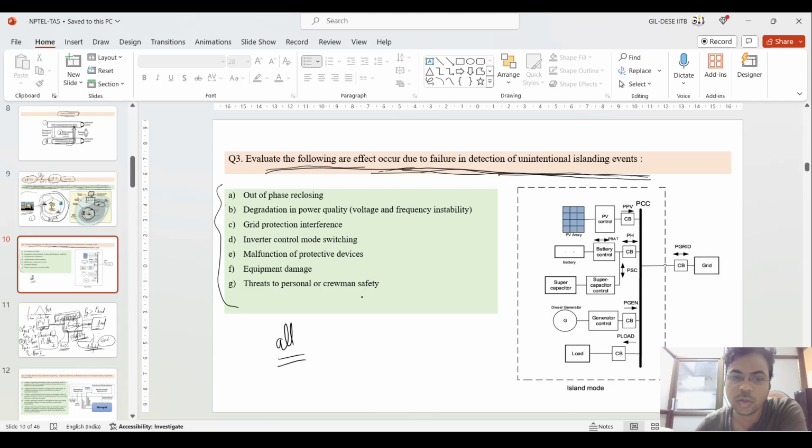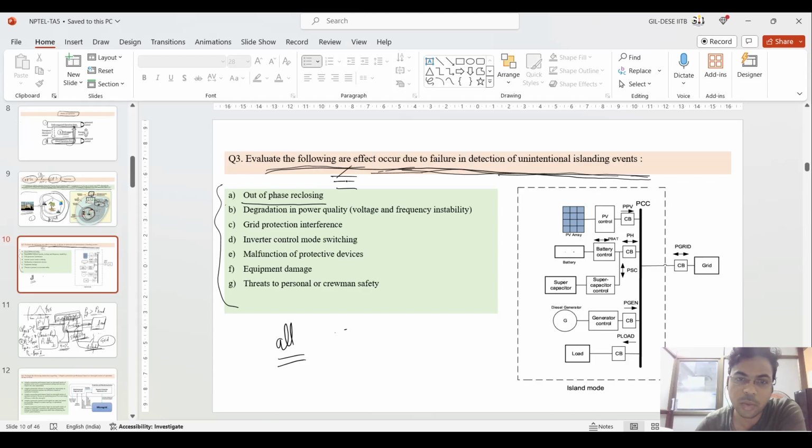So this is the question: read the question, the following are the effects due to the failure in the detection of unintended islanding event. You need to detect when the grid is disconnected from your microgrid, so that you can disconnect this PV generation to avoid this over voltage situation.